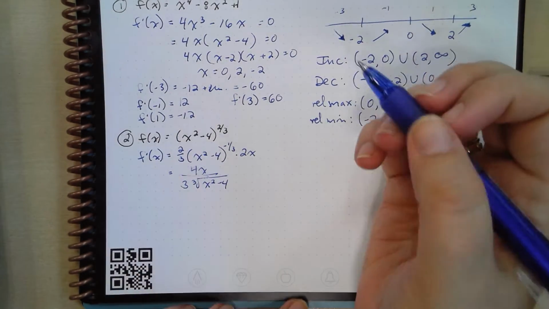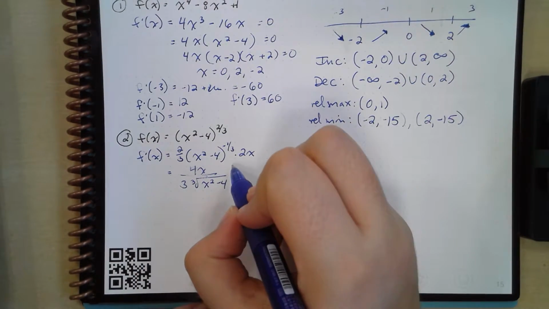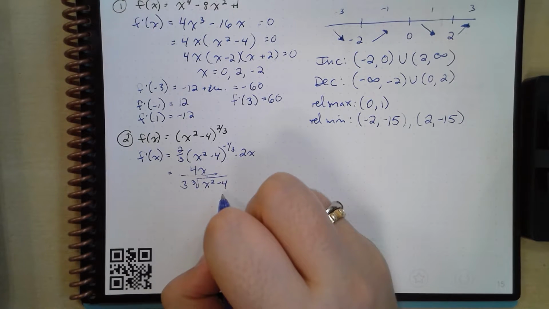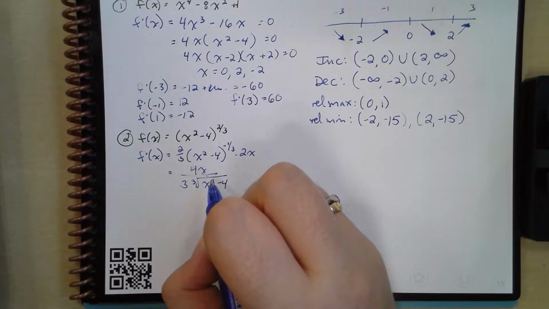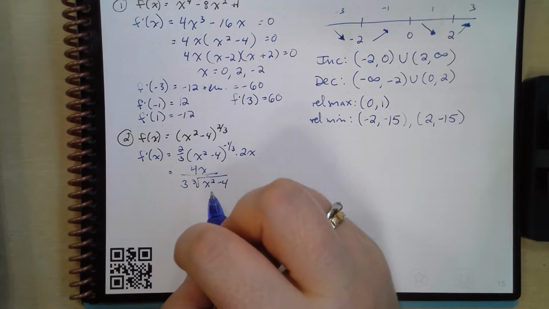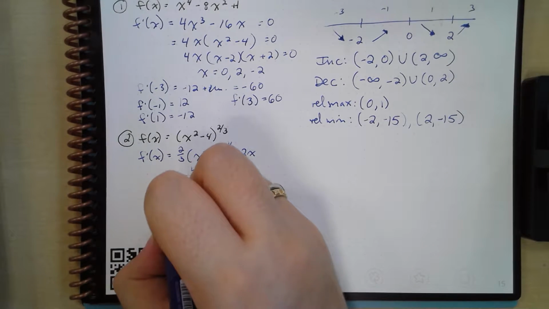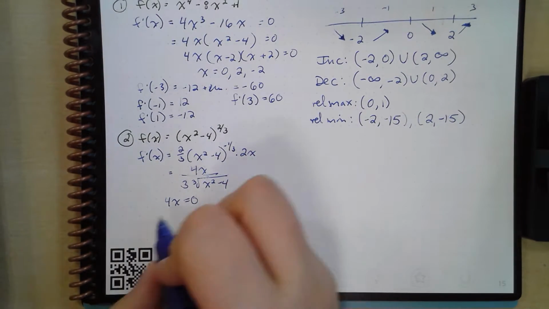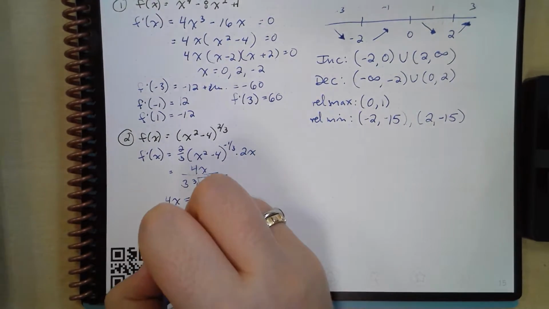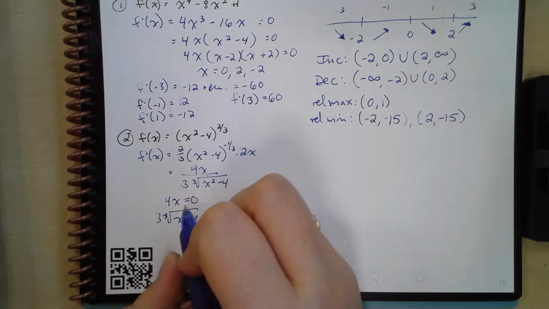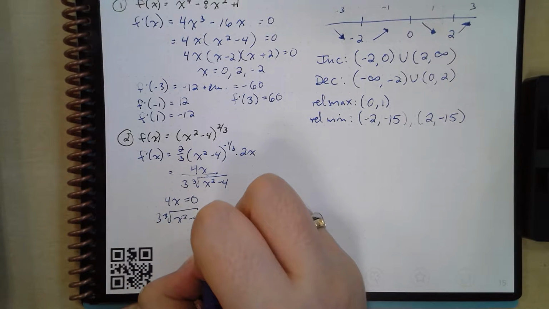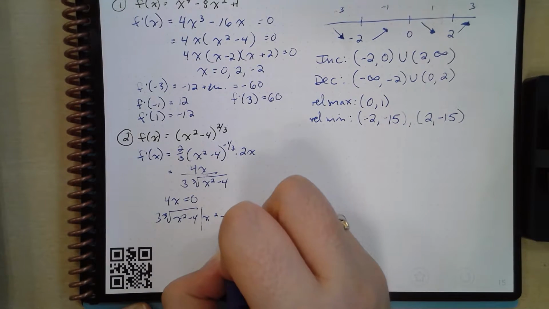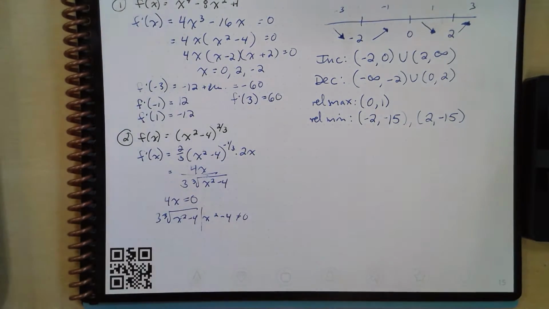Okay, and we need to set this equal to 0 kind of, but actually this denominator can't be equal to 0, right? So I'm just going to set my numerator equal to 0 here. So 4x is equal to 0. And then this, I guess, 3 times the cube root of x squared minus 4. Well, x squared minus 4, let's draw a line there, x squared minus 4 cannot be 0.